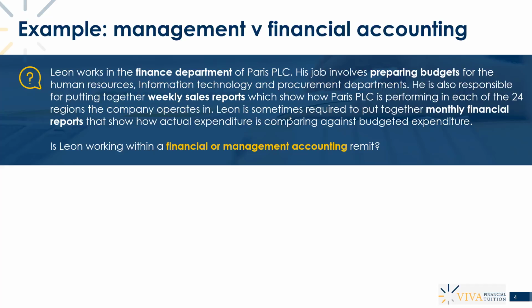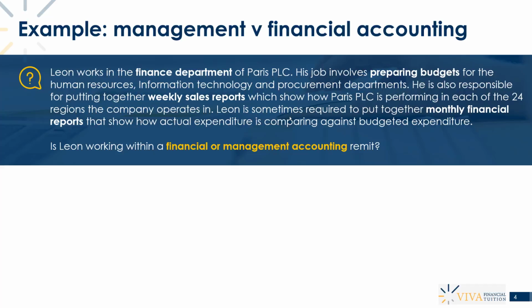And finally, the monthly financial reports that Leon is putting together show how actual expenditure is comparing against budgeted expenditure. This type of reporting is known as variance analysis, and it's very much something that we would associate with management accounting. The reason for that is that variance analysis is a way of controlling costs and optimizing costs in certain areas, controlling the amount of expenditure that the company is having each period. Very much a management accounting type of report. It's informing management on how to make better decisions.